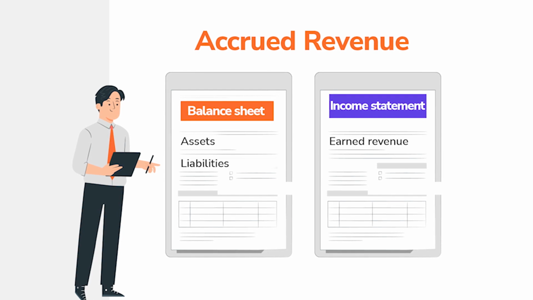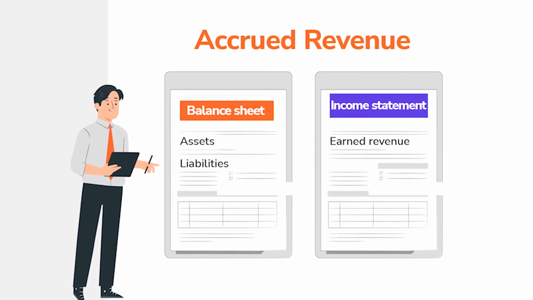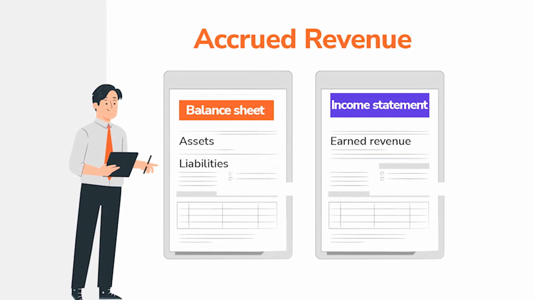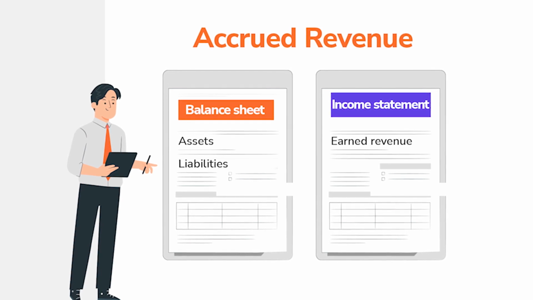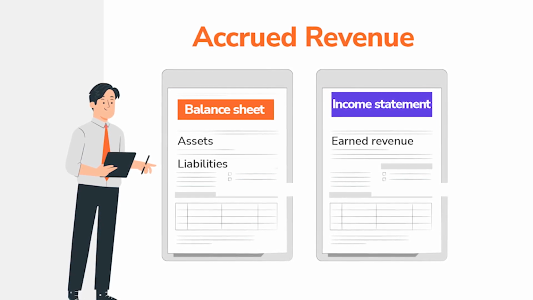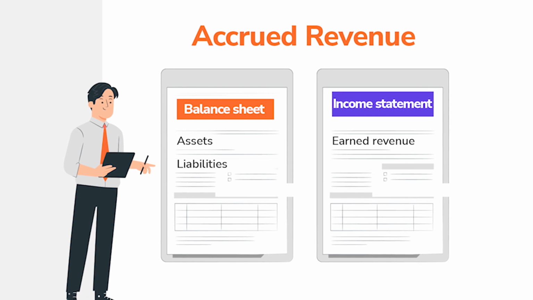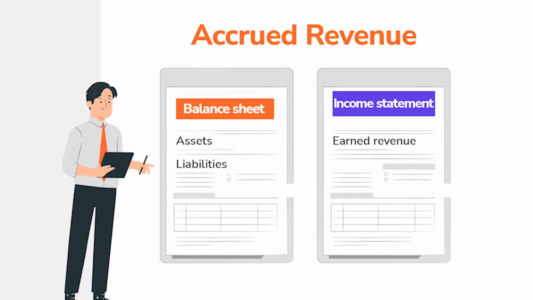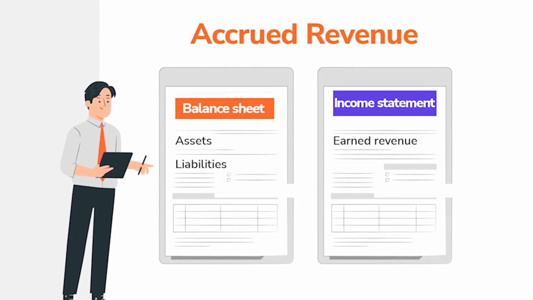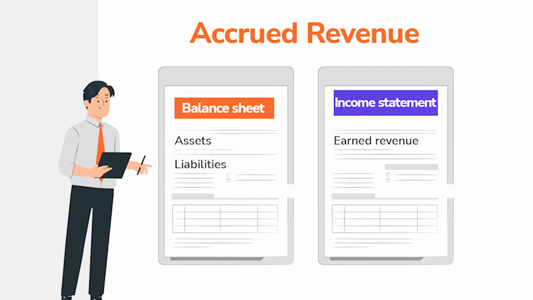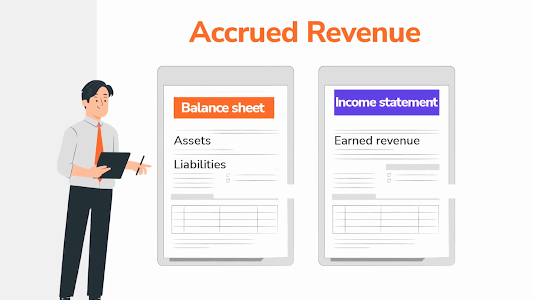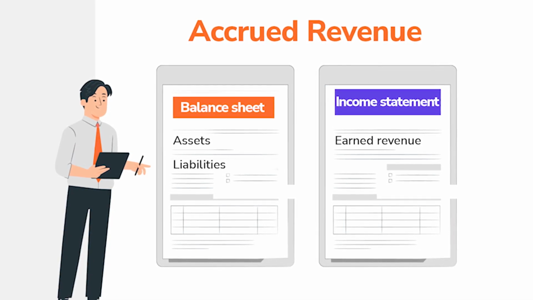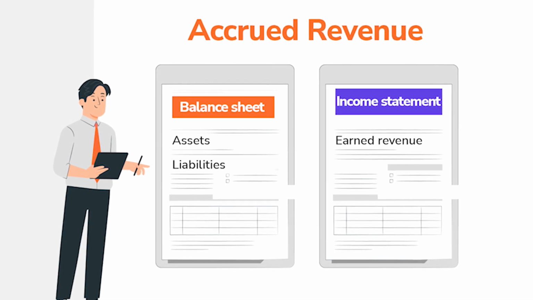Accrued revenue is a double entry method of accounting. This means any accrued revenue payment is recorded in two different ways. The first is on your balance sheet as an adjusting journal entry. The second is on your income statement as earned revenue. Let's look at how to record accrued revenue on your balance sheet first. A balance sheet is a statement that outlines your assets and liabilities. Anything added to your balance sheet doesn't impact your income statement. Here's an example to break it down.